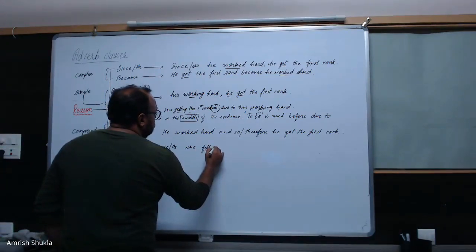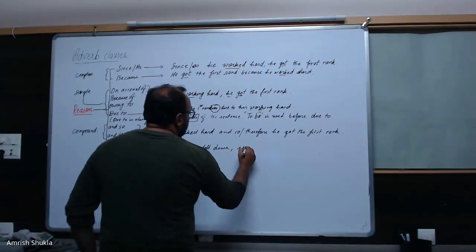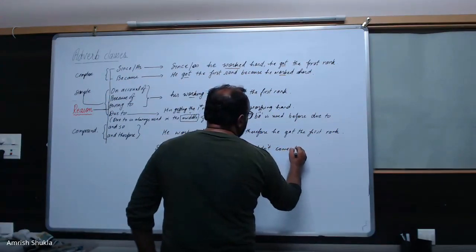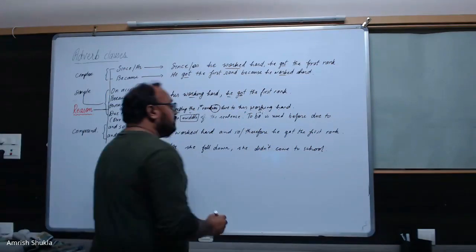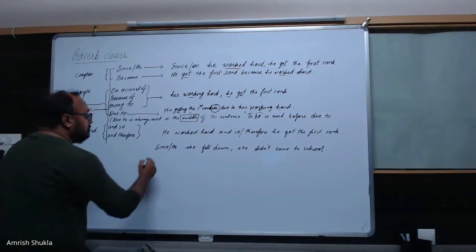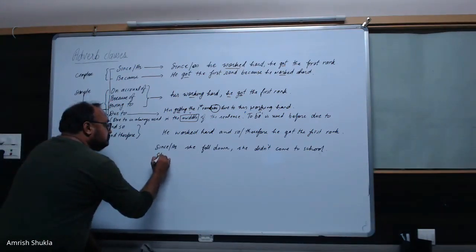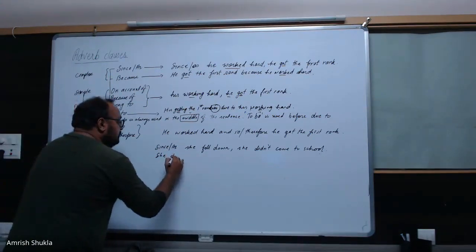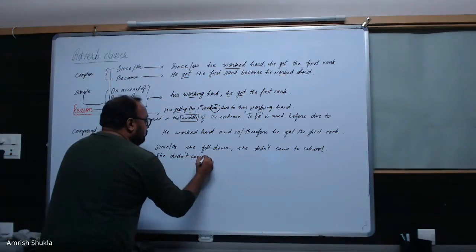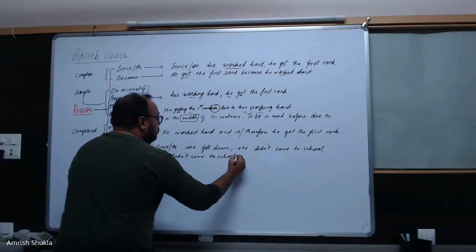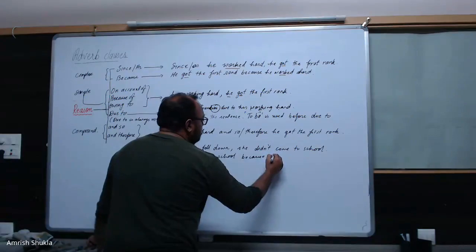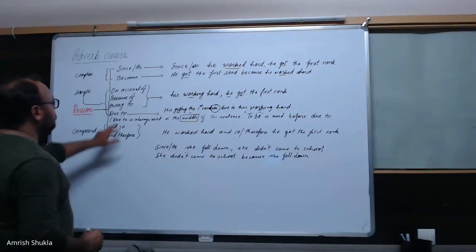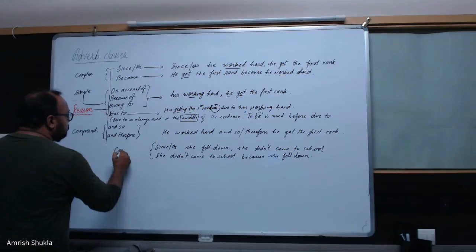Okay. Since or as she fell down, she didn't come to school. Use because in the sentence. She didn't come to school because she fell down. These two are complex sentences.